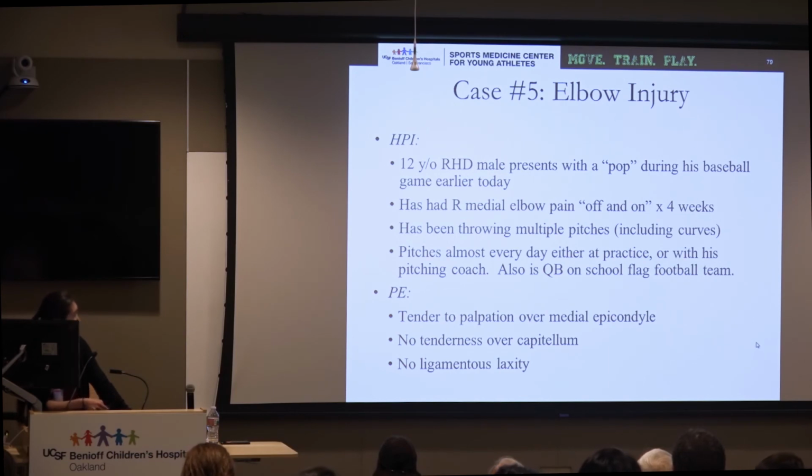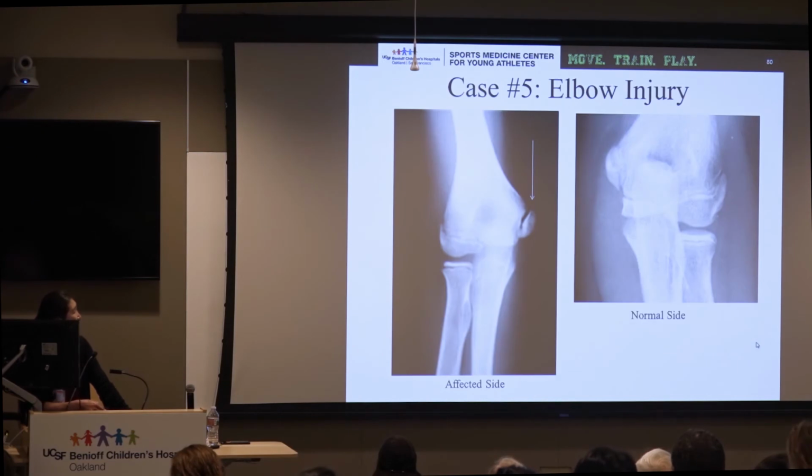So he's tender to palpation of the medial epicondyle. He's got no tenderness over the capitellum, no ligamentous laxity. X-rays show here, affected side. You see how there's a gap there? Okay? That's his medial epicondyle. This is a medial apophysis. You know what flexors attach here, right?